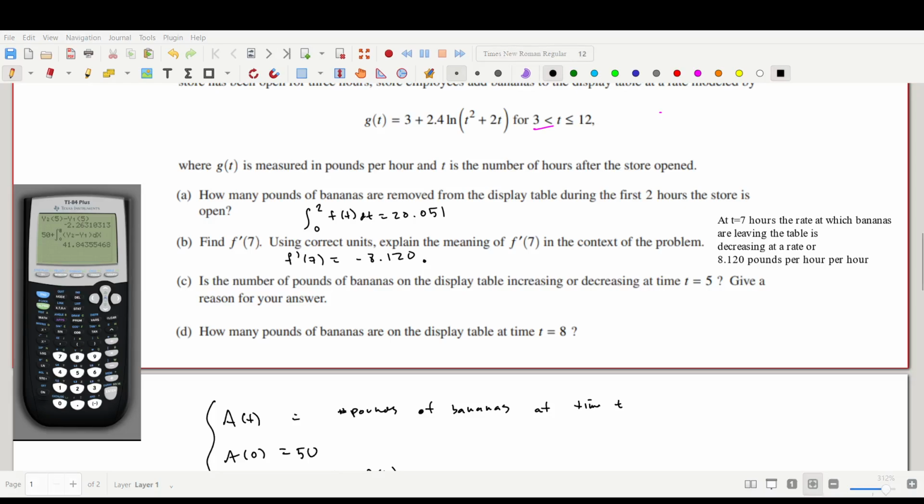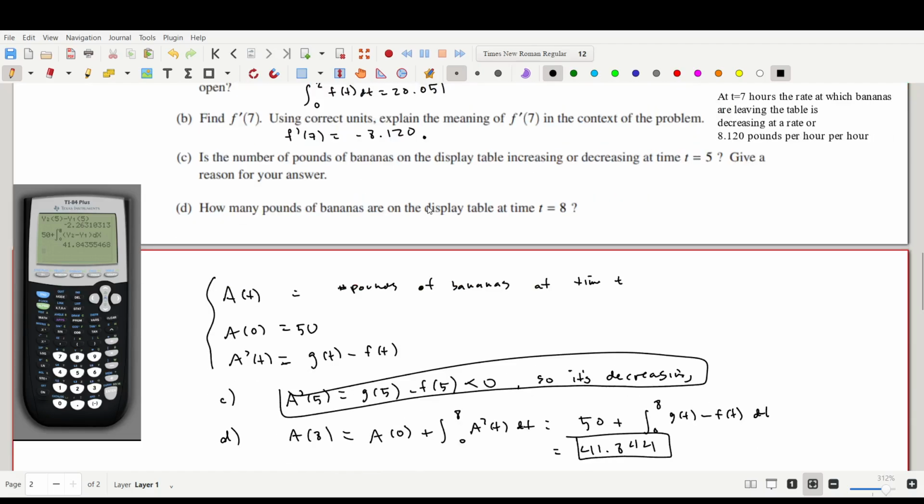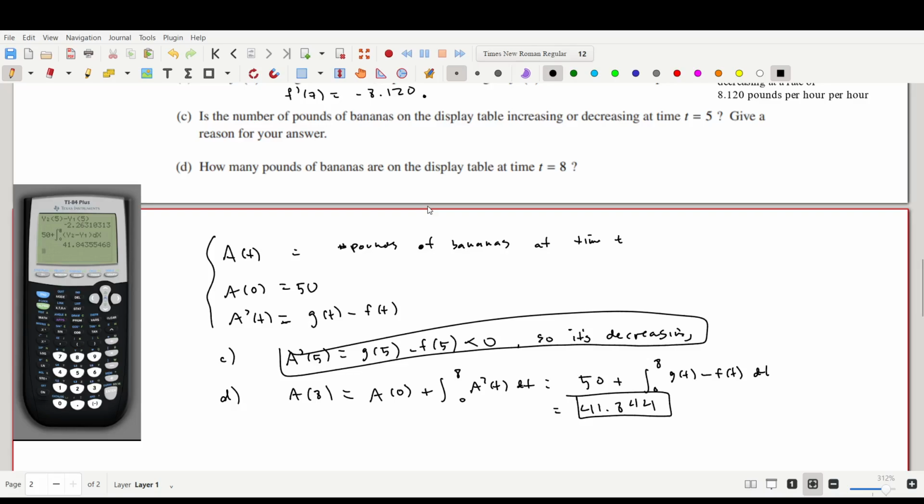All right, let me check the answer key. 20.051 pounds are removed. The explanation for B, the rate at which banana is being removed is decreasing. Yep, pounds per hour. Yep, got the units. It was negative, so it's decreasing at 5. And then for A of 8, I somehow did it completely wrong. Ah, that got me. Yeah, okay, oops.